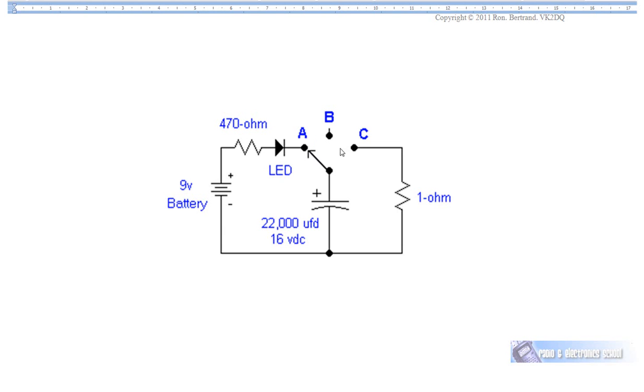If the switch were switched to position B, the capacitor would remain charged because there's nothing connected to it when it's at B, and when switched to C, the capacitor would discharge through the 1 ohm resistor. Well, it would flow this way from negative at the bottom, current would flow in this direction here. If we put a light emitting diode there instead of a resistor, when we throw the switch to C, the light emitting diode would come on and glow, and as the capacitor discharged, the light emitting diode would dim and eventually go out when the capacitor was discharged.